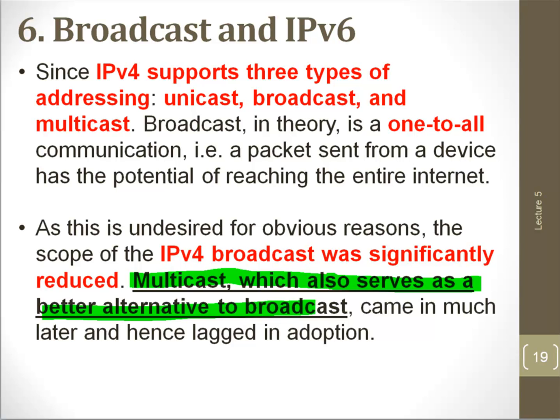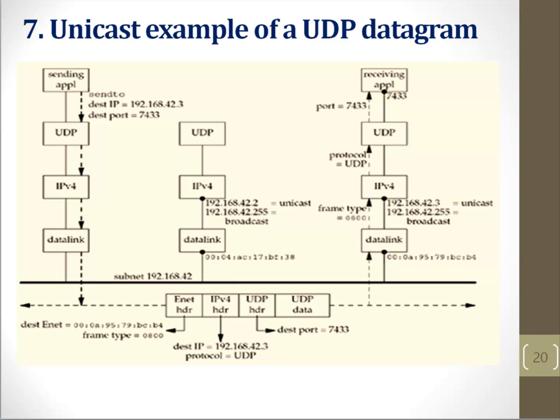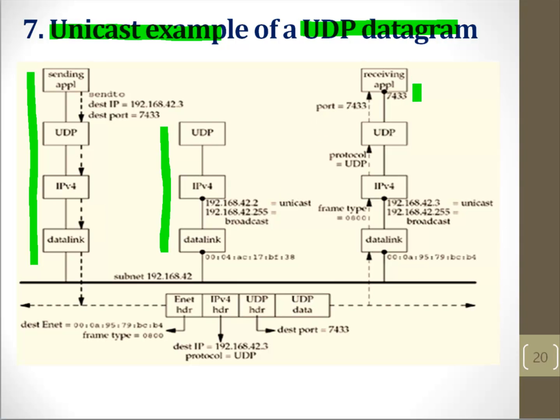Now we are going to have an example here: a unicast example of a UDP datagram. Generally, unicast makes us think about the TCP protocol, but here I am going to take a unicast example of a datagram protocol, a UDP datagram. So using the UDP protocol, how does unicast take place? You can see there are three machines available: this is the first machine, this is the second machine or second host, and this is the third host.